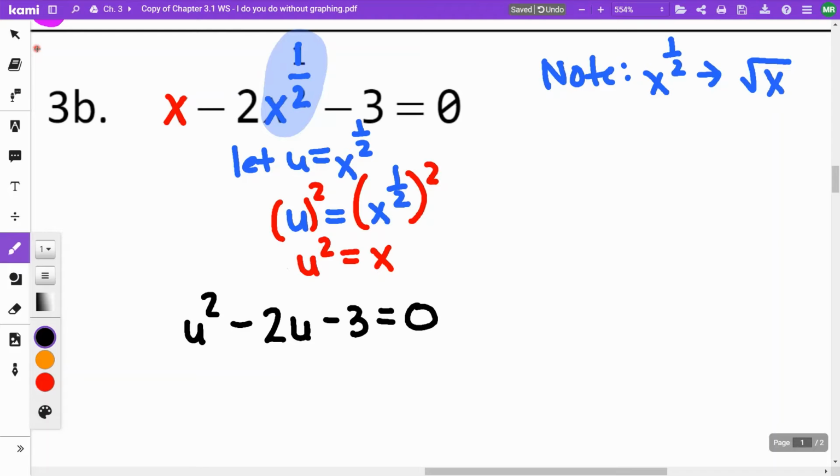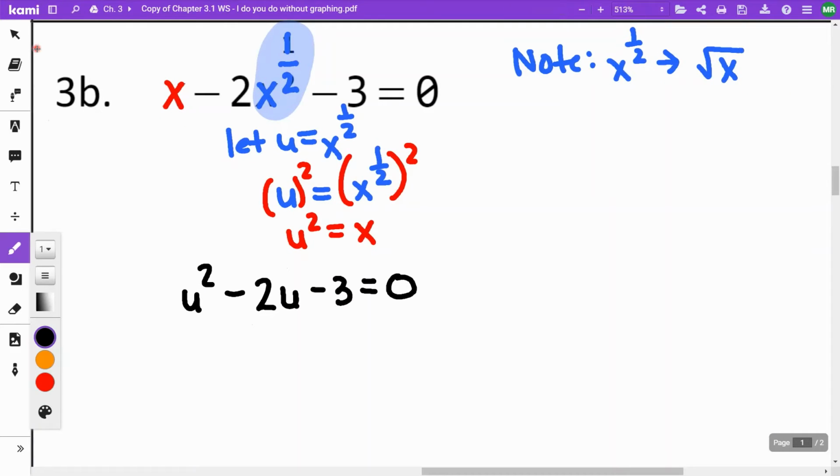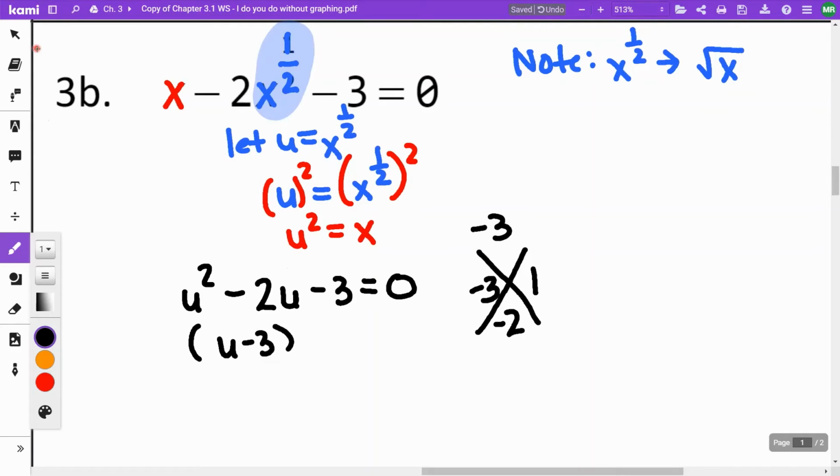I'm just going to do a diamond. What multiplies to -3 and adds to -2? That's going to be a -3 and a 1. So this is going to be (u - 3)(u + 1) = 0. This is going to be u equals 3, and this is going to be u equals -1.